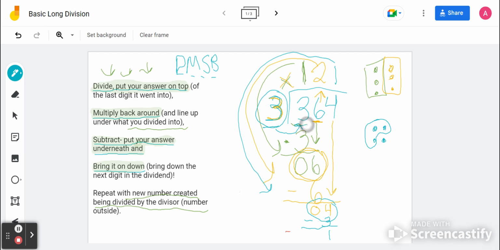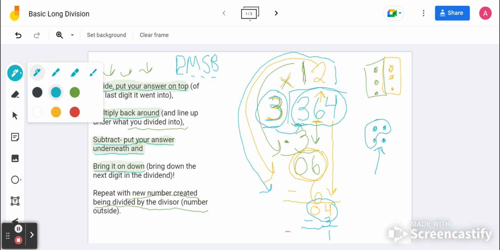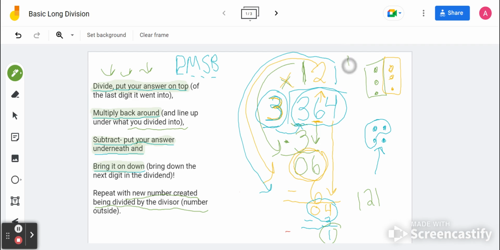3 can go into 364 121 times, but we're going to have one left over. It doesn't go in perfectly. We're going to have this one left over. So I would encourage you to start thinking of that one remainder as your new numerator. Okay? So my quotient is 121, remainder 1, but this 1 becomes your new numerator, and you keep your denominator.